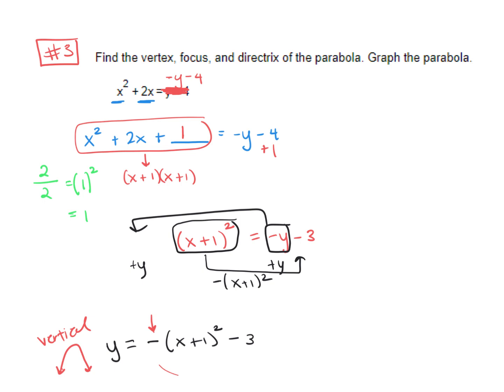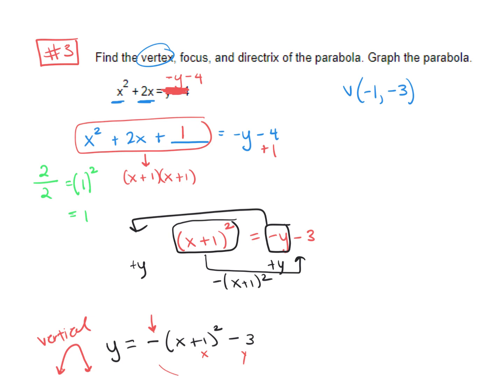Now the vertex is found with these values right here. Whatever number or variable you have inside your parentheses, this number right here is the x-coordinate of your vertex, and this number right here is the y-coordinate of your vertex. If you had a y inside your parentheses, then this would be the y-coordinate of the vertex, and this would be the x. Those two would just switch. But we do want to remember, tricky x: anything inside the parentheses is going to be tricky. So this parabola has a vertex at -1 and -3. All right, so find the vertex. We just did that.